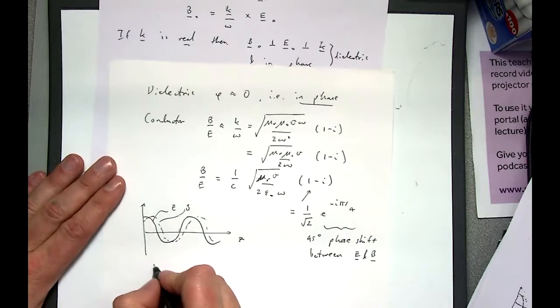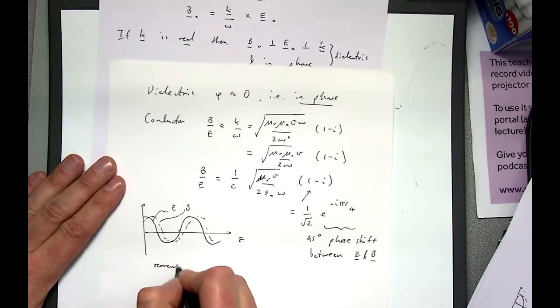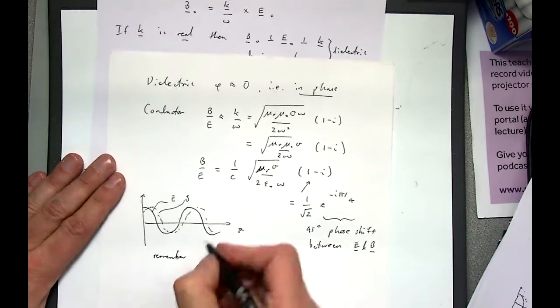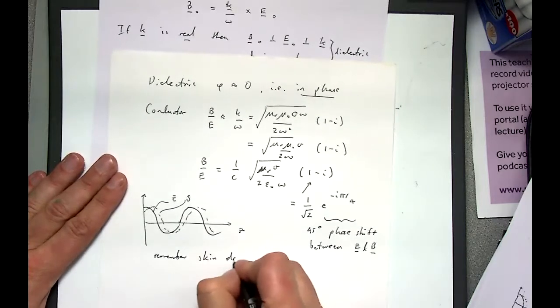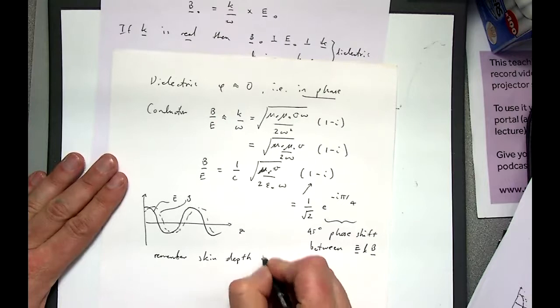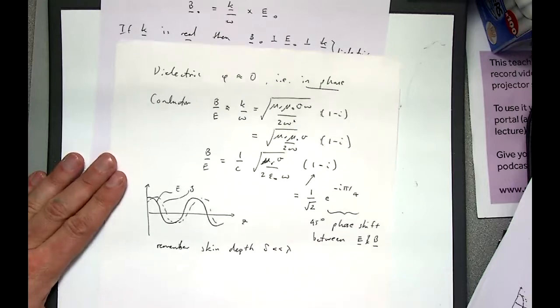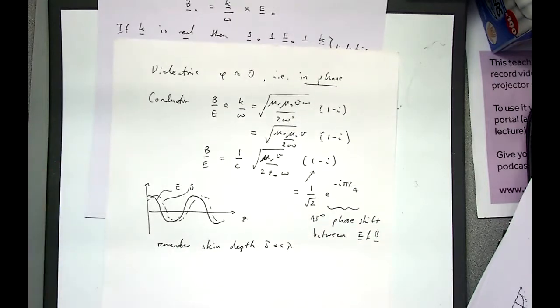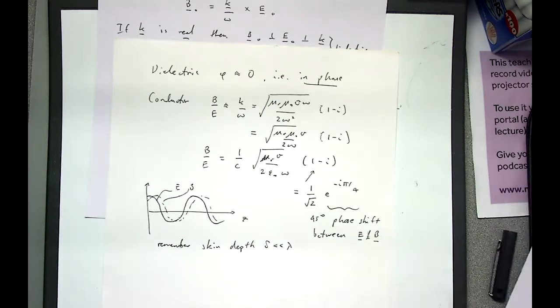But remember, this is just the phase part, or the oscillatory part. The skin depth, delta, is still much less than lambda, this wavelength. So as well as this phase shift, there's also a rapid decrease in the amplitude as a function of depth. Okay? So that's one statement I can make.